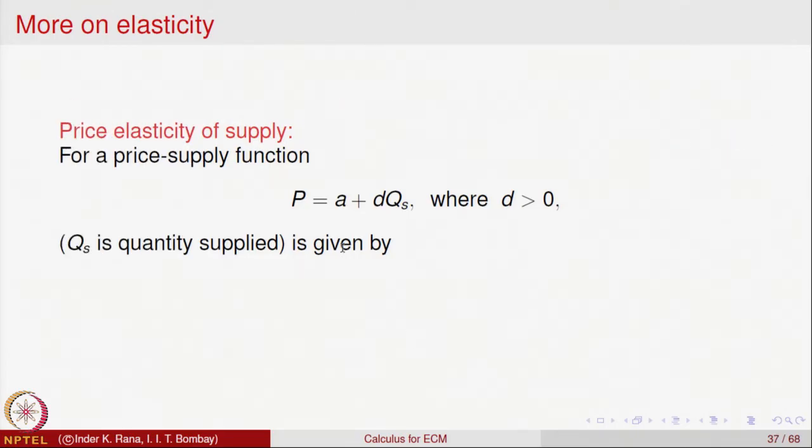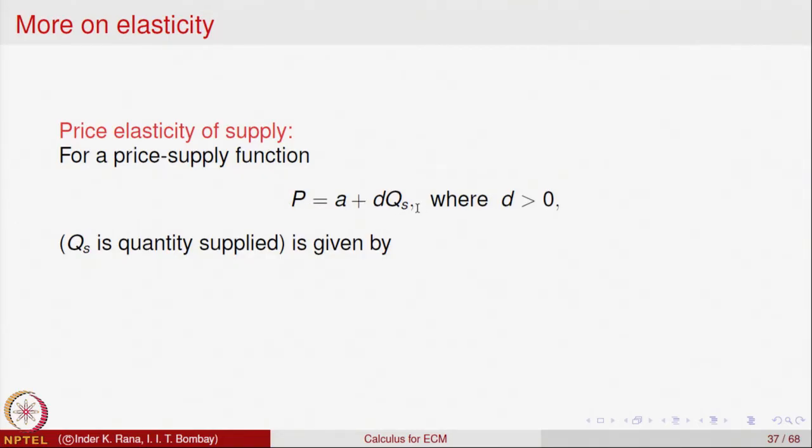One can also interpret, see, we have looked at in terms of price and demand. We can also look at an equation where the price and supply relationship comes. Normally, price and quantity supplied is given by, say, a linear relation of the type P is equal to A plus D Qs. Qs is indicating the quantity supplied. D is a constant which is bigger than 0 and A is bigger than 0. This is a linear equation.